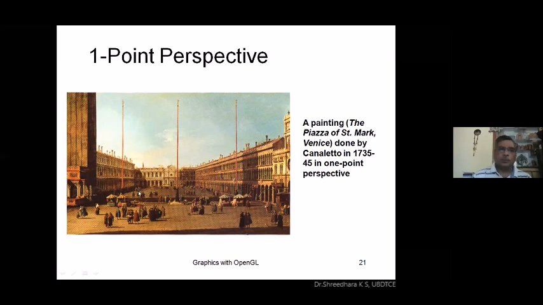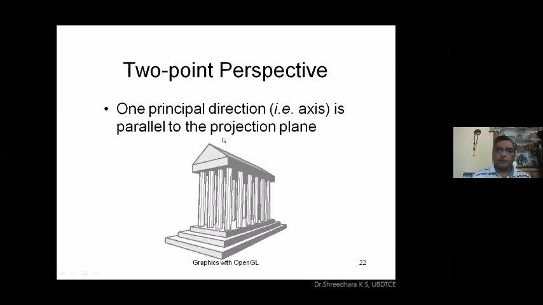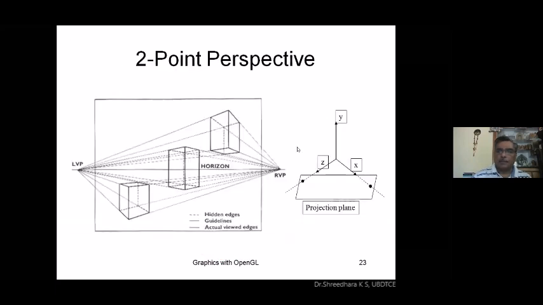So let us use another perspective, that is 2-point perspective. Here one principal direction, that is axis, is parallel to the projection plane. One principal axis is parallel, so it looks like this. So one principal axis is parallel to the projection plane. Hence, if you observe the x, y, z axis, this is the projection plane. Then we call it 2-point perspective. So this is the drawing. Using 2-point perspective, it is drawn.